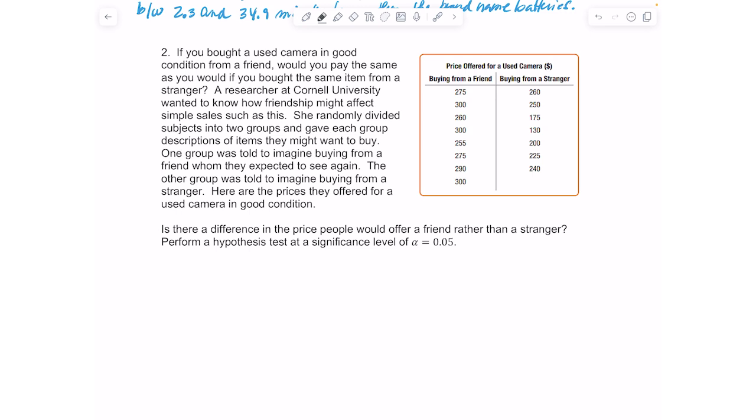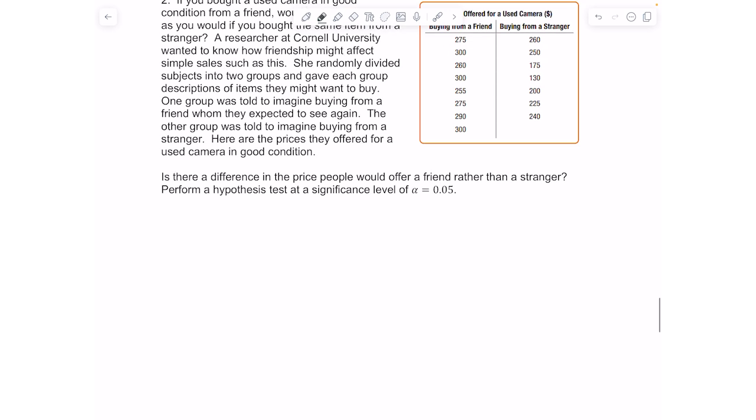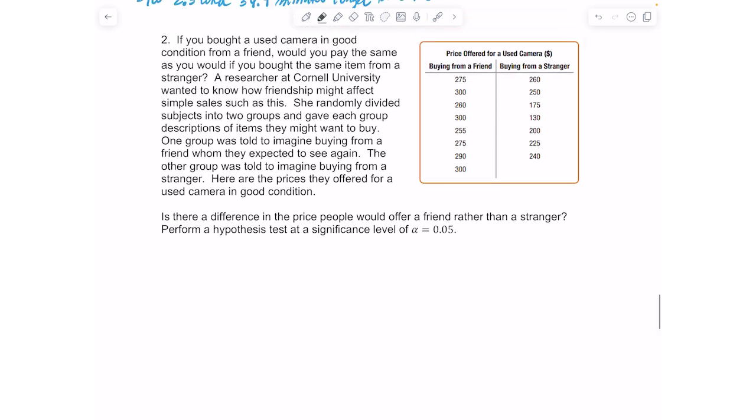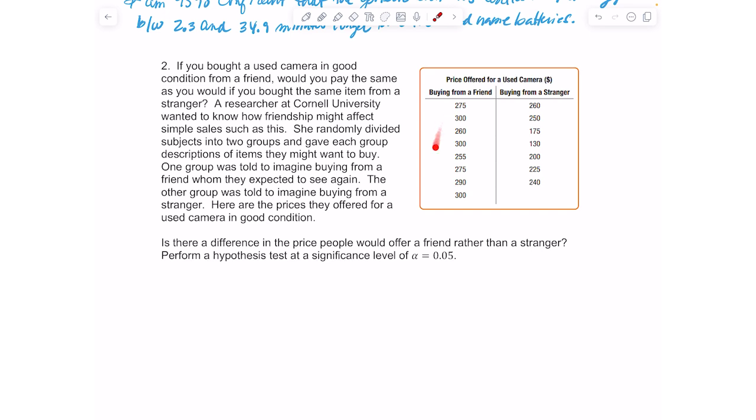Okay, so we're going to, again, check our conditions really quick, right? We've got the prices people would pay a friend, and the prices people would pay a stranger. We would assume that each group would have no influence on each other, so they're independent. It says the researcher randomly divided subjects into two groups, so that takes care of the randomness. We know that the sample size is less than 10% of the population. And since we have a sample that's less than 30, it's safe to assume the distribution would be unimodal and roughly symmetric. I wouldn't expect any skewness there.